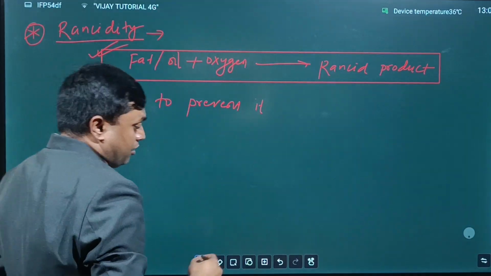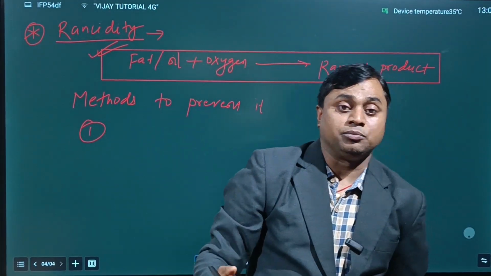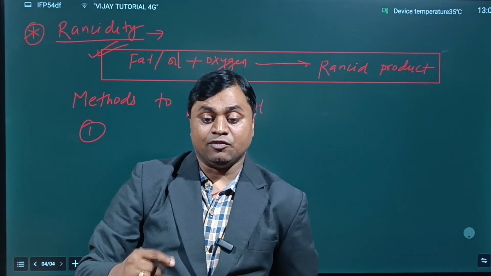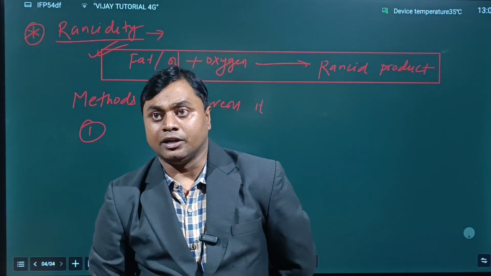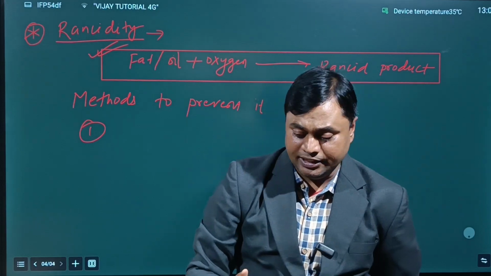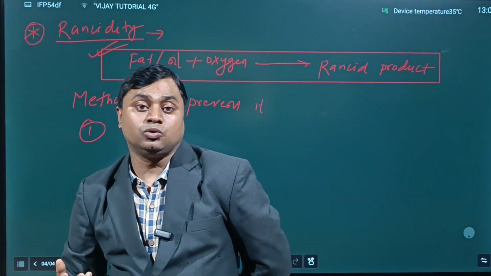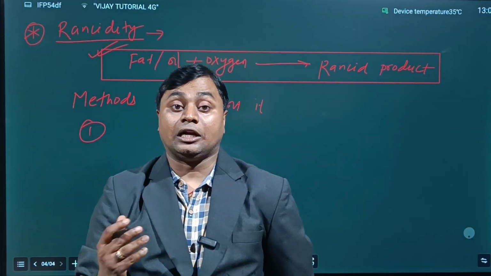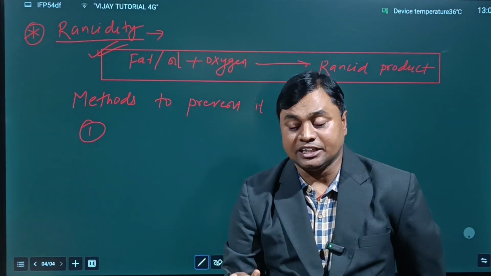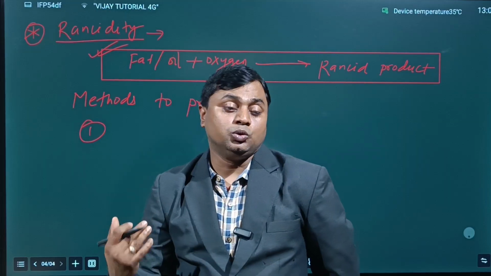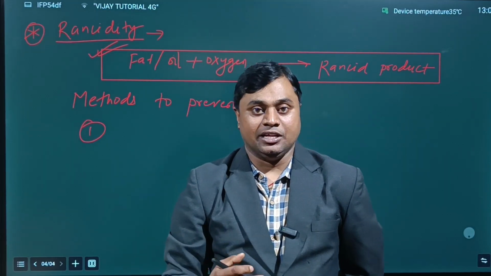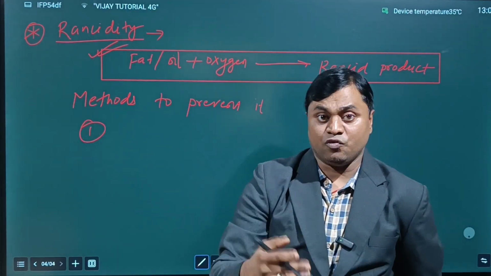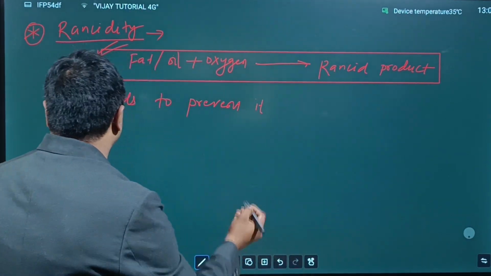First one is what? By flushing the food items in the presence of nitrogen, for example, in chips. So we can write by flushing with nitrogen gas. Second, generally rancidity or oxidation of fat does not take place at low temperature. So by keeping the food items in the refrigerator. Third step is by using antioxidants, chemicals. And fourth step we can write by airtight container or vacuum packing. So four steps you have to remember.